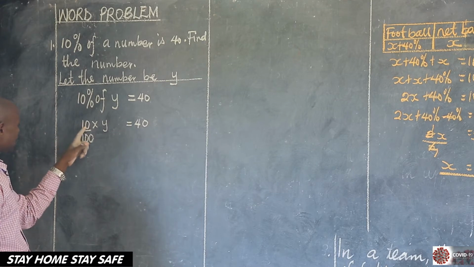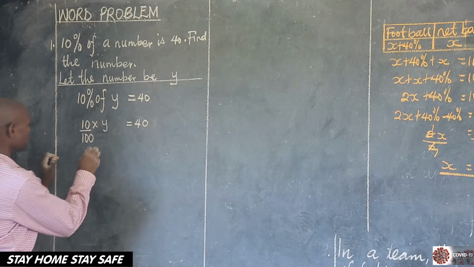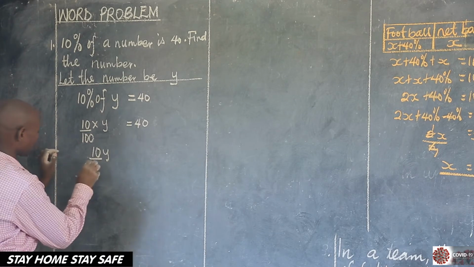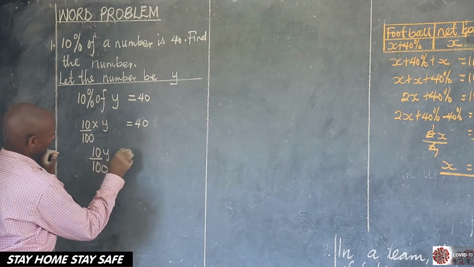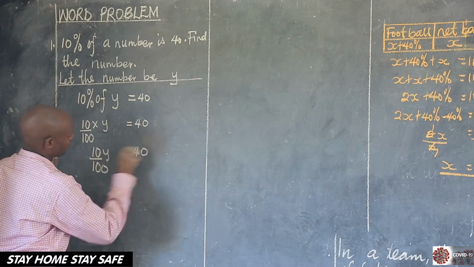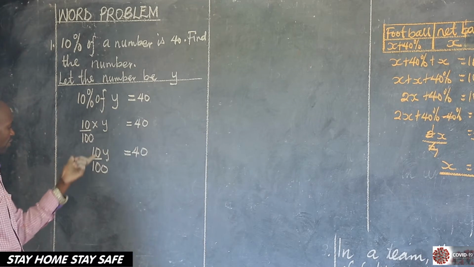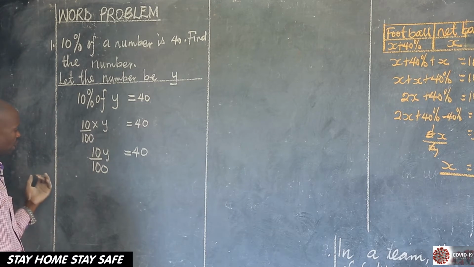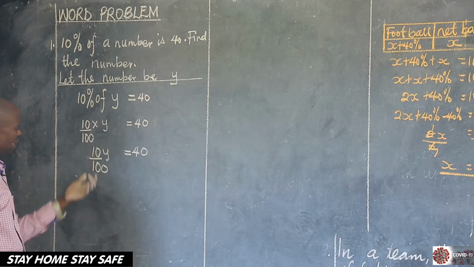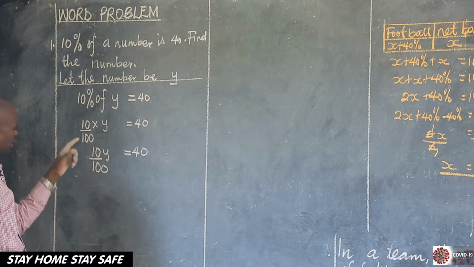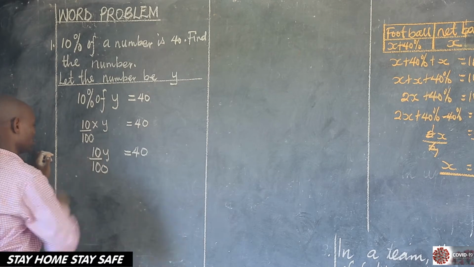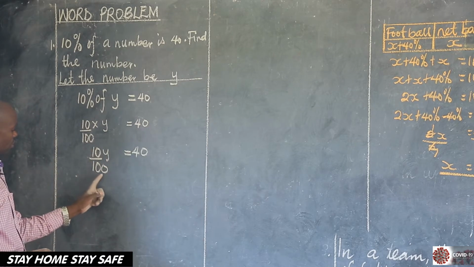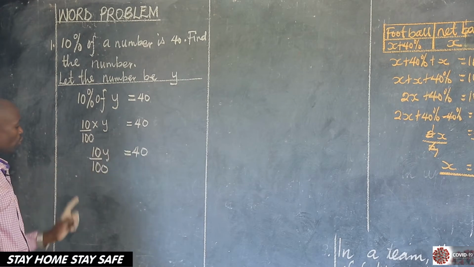So multiply 10 times y. We get 10y, but out of 100, and this one is going to give you 40. This fraction can be reduced. If you want, you can reduce. If you don't want, you can go ahead and work out using the fraction the way it has been given to you. So 10y out of 100 is equal to 40.